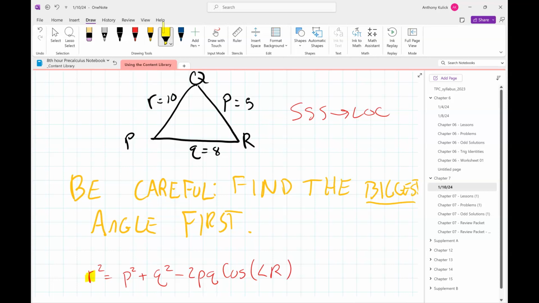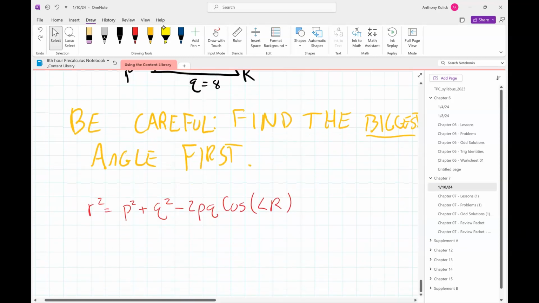The way that I remember this is just that whatever letter is equal to is the same letter for the angle in the cosine. And then everything else doesn't matter what order the other two are in, whether I wrote Q squared plus P squared minus 2QP, or what I wrote here, it doesn't really matter. Everybody's cool? All right, we're going to be solving for angle R.